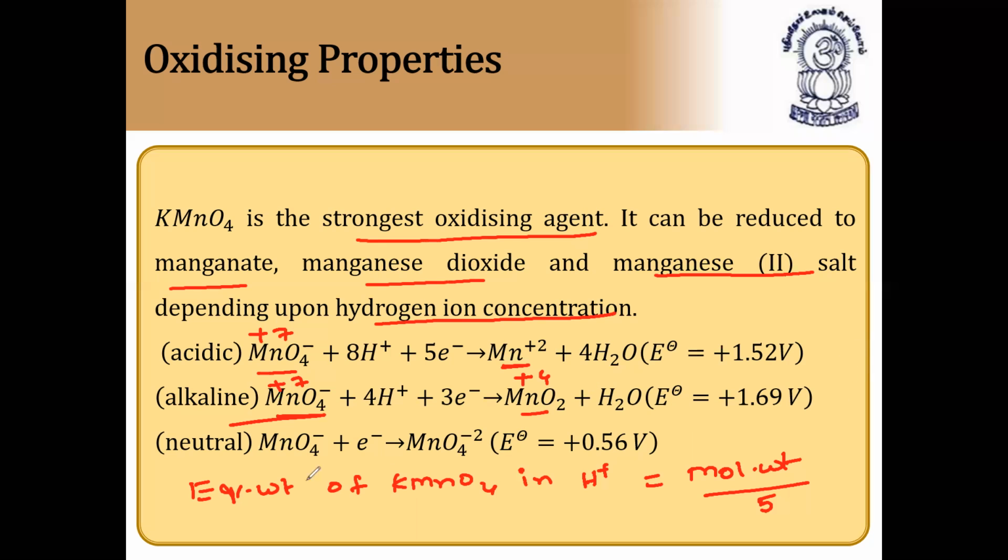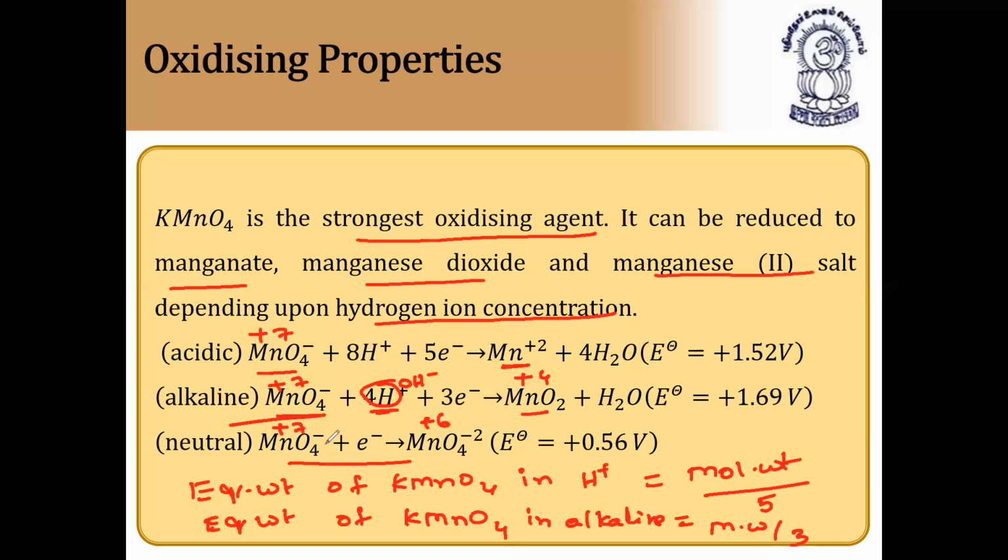Similarly, they will ask the equivalent weight of this in the examination. So the equivalent weight of potassium permanganate in alkaline medium, that is basic medium, which is OH minus. This should not be OH plus, it should be OH minus. It is equal to molecular weight by the difference, +7 changes to +4, so it should be 3, molecular weight by 3.